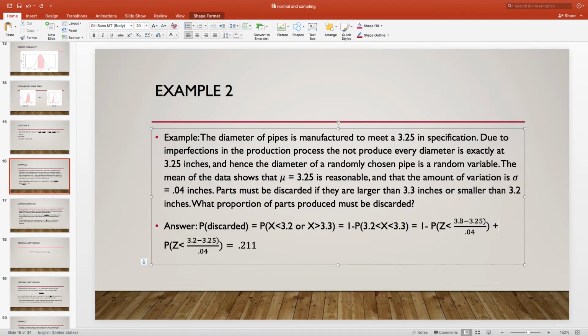We take the z-score, so we subtract the mean of 3.25, divide by the standard deviation of 0.04, and we do 3.2 and subtract 3.25, the mean, and divide by the standard deviation of 0.04. This should give us 21.1%. And let's just calculate this.